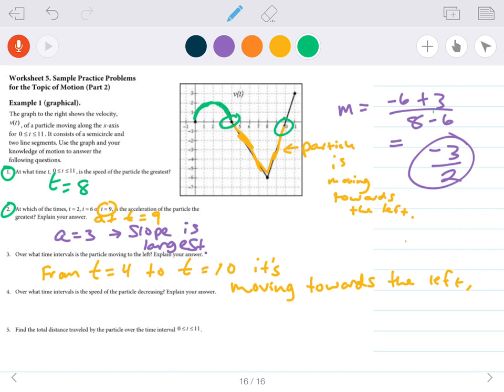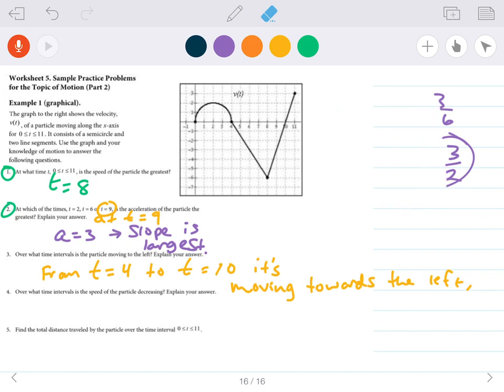Over what time intervals is the speed of the particle decreasing? All right. So again, we're just seeing what happens to the speed. If we start at t equals 0, the velocity is increasing, right? It's getting bigger and bigger all the way up until t equals 2. And then it starts falling, right? So where does it start falling?